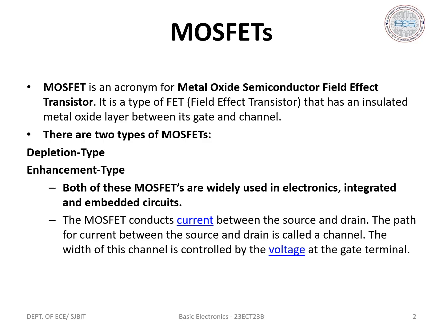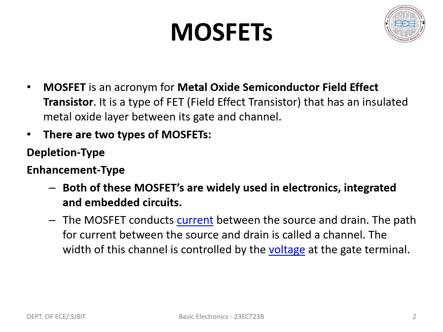There are two types of MOSFET. One is called the depletion MOSFET, or D MOSFET, and the other is the enhancement MOSFET, or E MOSFET. Both of these MOSFETs are widely used in electronics, integrated and embedded circuits.